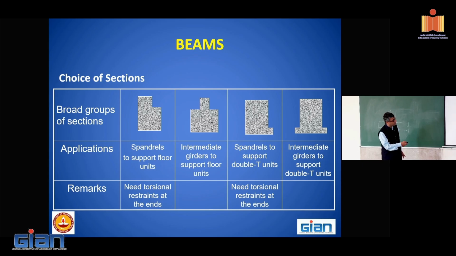Now this beam has a ledge at the bottom which supports double T girders. Double T girders are for longer span roofs. In our country they are used for parking garages or industrial structures. Again, this is a spandrel member with a ledge on one side. This is an intermediate member with ledges on both sides.